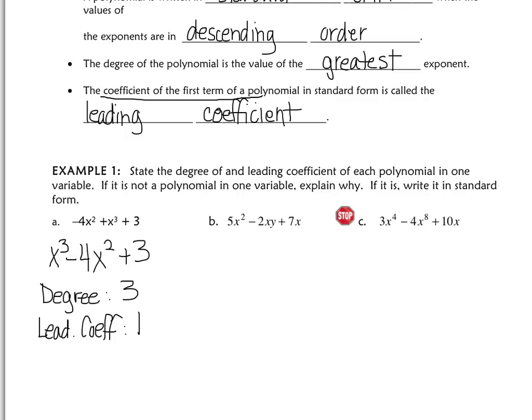Okay, looking at part B here, first you still just want to look through and make sure it's all one variable. I have 5x squared minus 2xy. Well, there we have it. We have 2 variables, because of the x and a y. It's not a polynomial in one variable, so that's our reason. Not a polynomial in one variable because there are 2 variables.